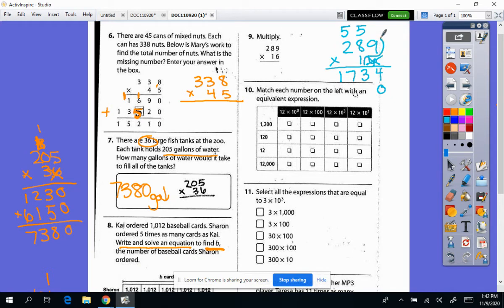And 1 times 289, or 1 times 9 is 9. 1 times 8 is 8. And 1 times 2 is 2. So I have 2 partial products that I can add together.